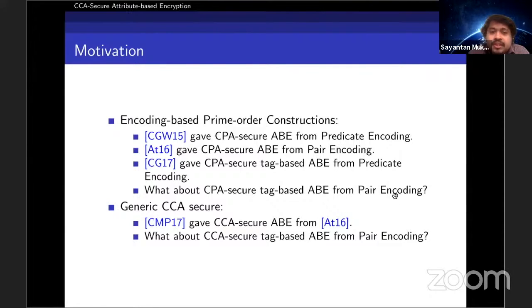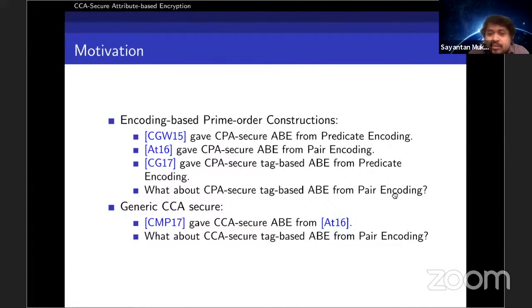Now Chen and Gong's construction was extremely efficient because it was a tag-based construction. However, their construction could achieve only predicate encoding. So a natural question comes: what about pair encoding? Can one create a CPA secure tag-based ABE from pair encoding?